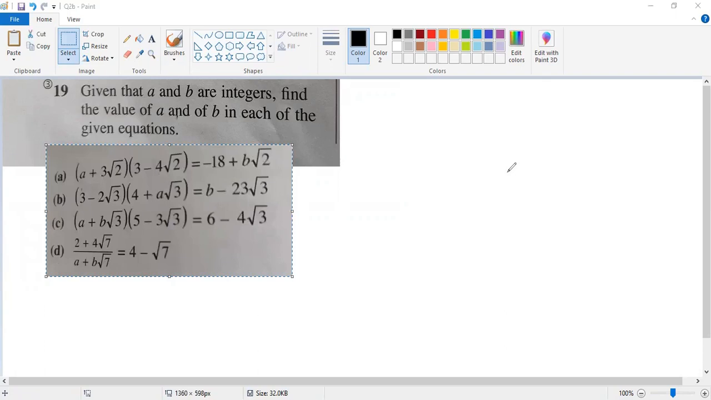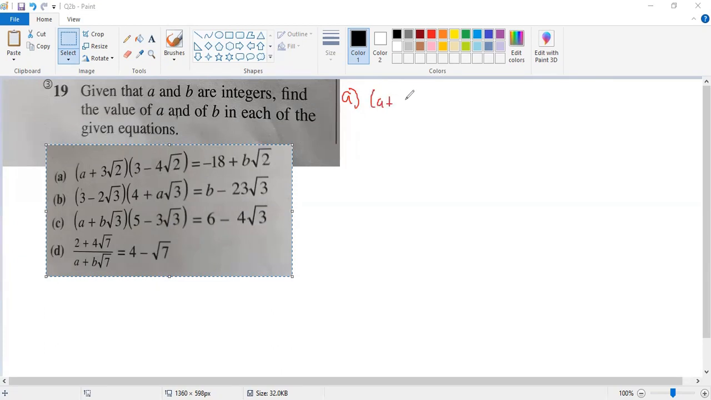Okay, question 19. Let's begin on this, please. So how to find the value of A and B in each of the given equations. So you're doing a bit of a surd here. So a bit of practice on surds. Let's say the A one.